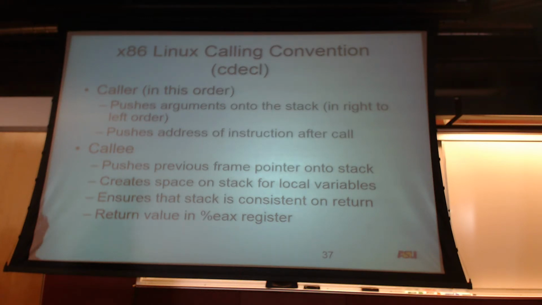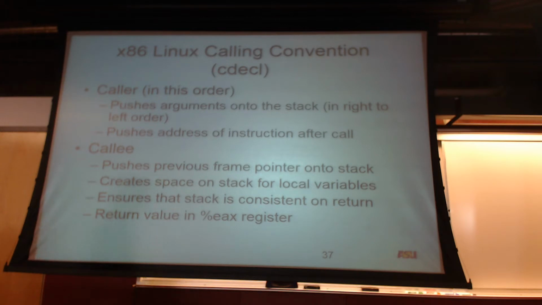So that is the first thing the caller does. The second thing the caller does is it has to push the address of the instruction after the call. So you call the function. Now what instruction will you execute after calling? You have to push that onto the stack. So that is the function of the caller. Right? Now what does the callee do?